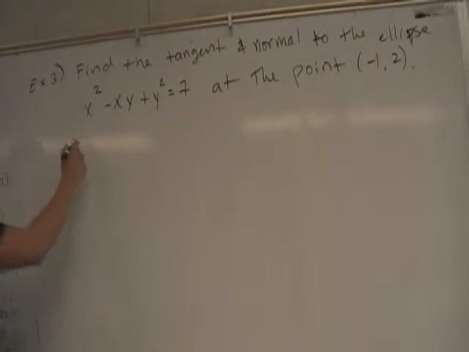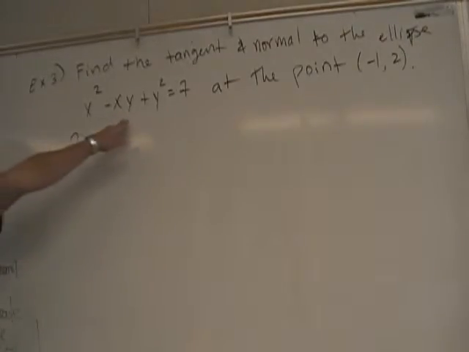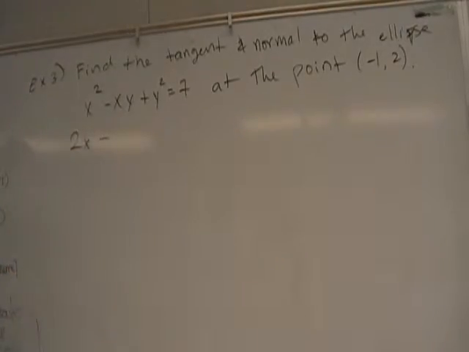Okay, so let's take the derivative of this. Derivative of x squared is 1. dy over dx. Nope. What's going on between x and y? It's multiplying. So you have to use the product rule.